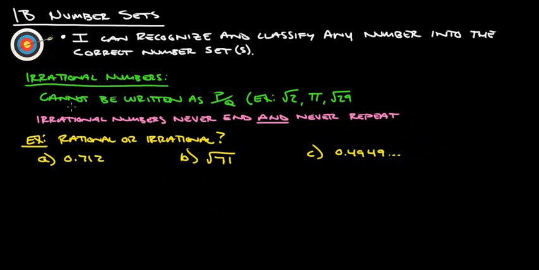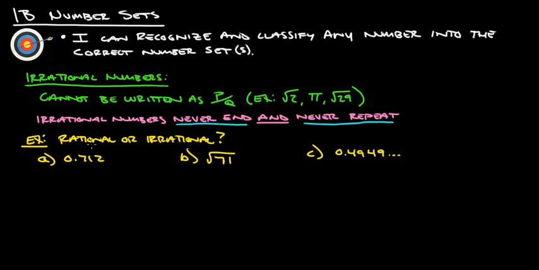Last thing here, we've got irrational numbers. Irrational numbers cannot be written as a fraction. They can't be written as p over q. Examples of irrational numbers are root 2, pi, and the square root of 29. None of those are rational, so they're all called irrational. Now here's the big key, this is how you can tell if something's irrational. Irrational numbers never end, and they never repeat. It has to be both never ending and never repeating.